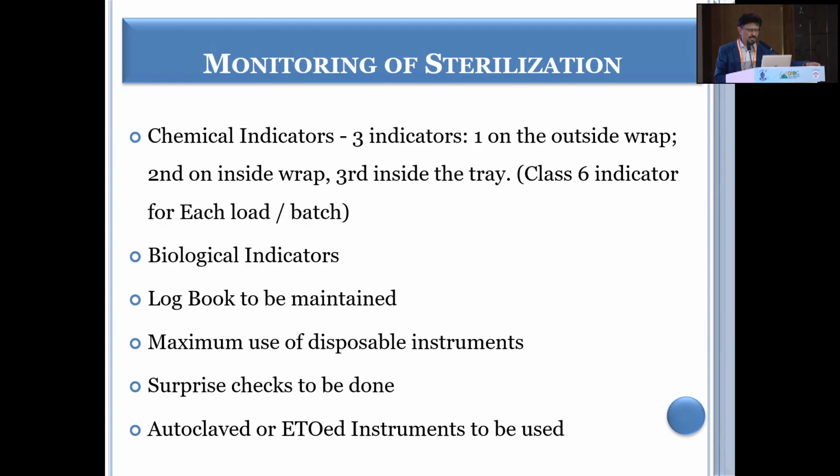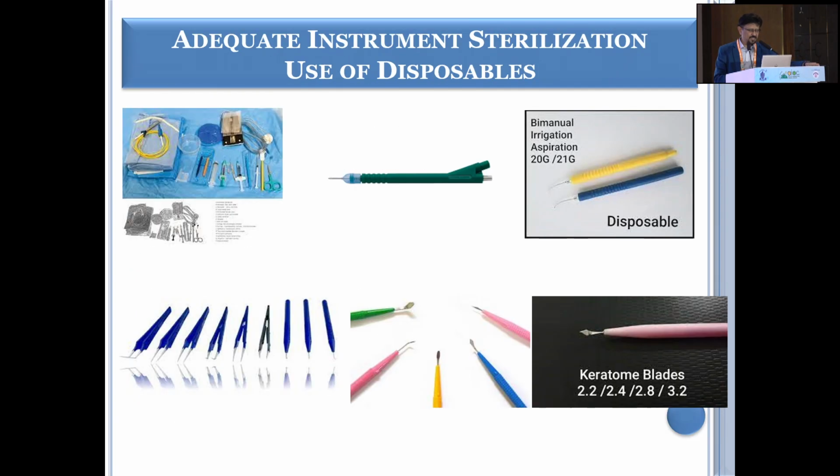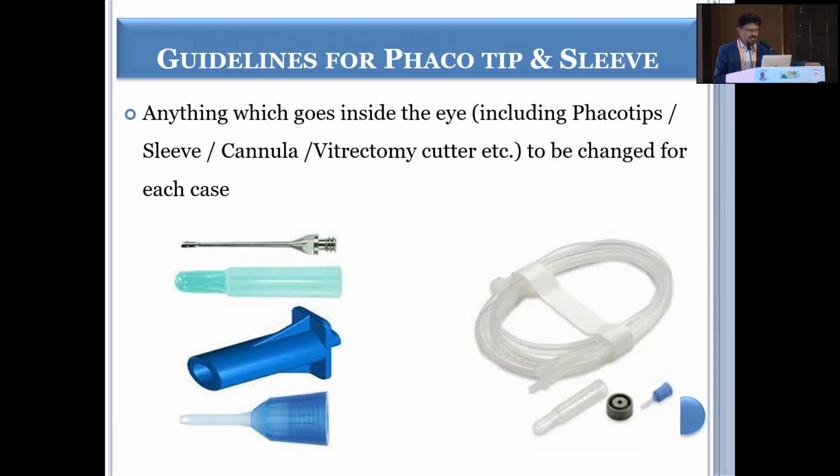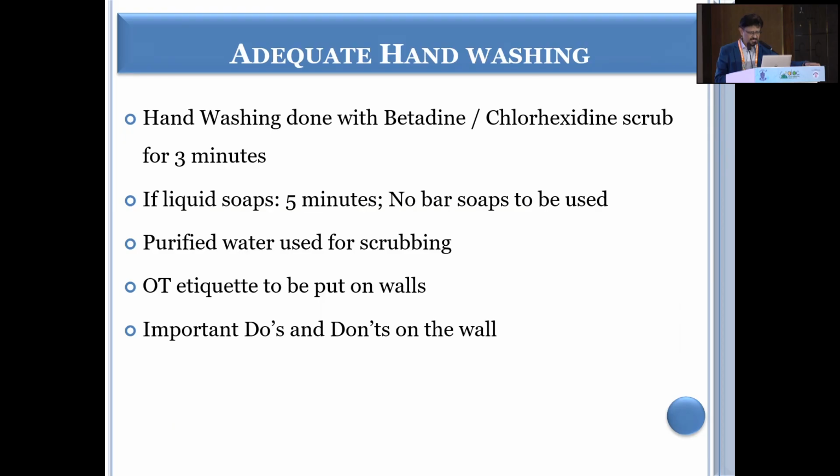And of course, there are monitors which will tell you that the instruments are properly sterilized. You can use disposable instruments, which can be of great use. A lot of companies are coming up with disposable irrigation aspiration probes and blades, etc. That takes away your headache of sterilizing the instruments. Anything that goes inside the eye, like phaco tip, sleeve, cannula, should be changed for each case.